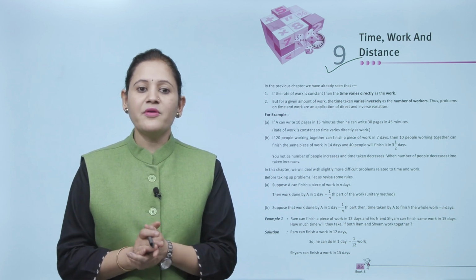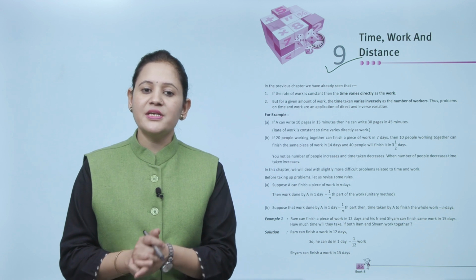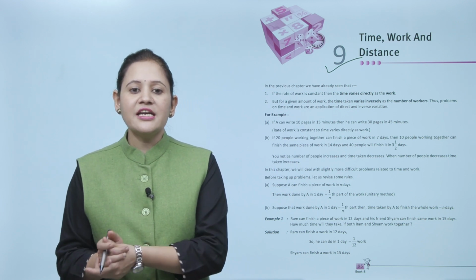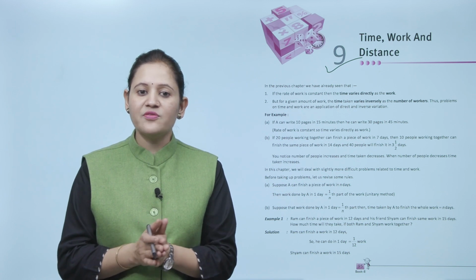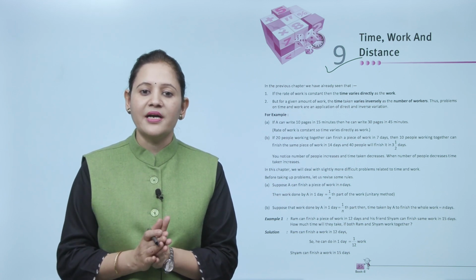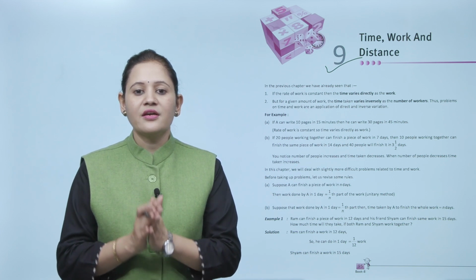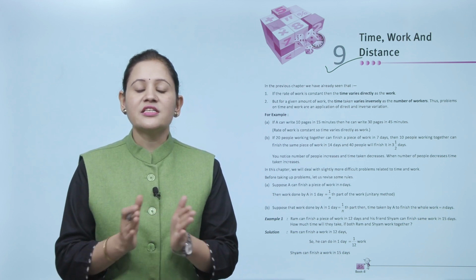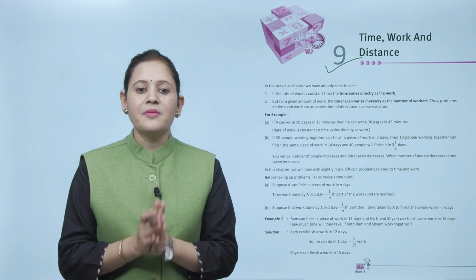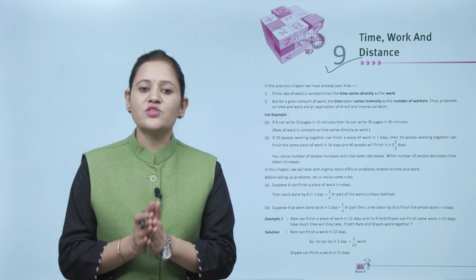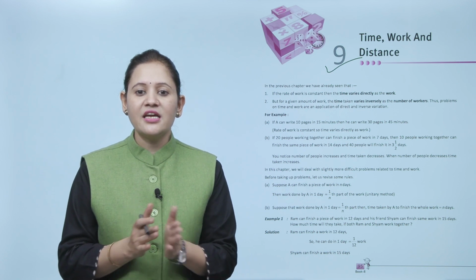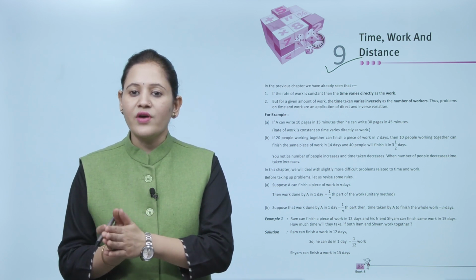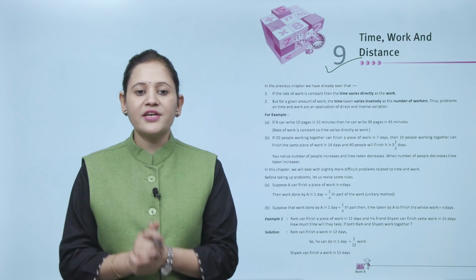So, rule number 1: suppose A can finish a piece of work in n days. Then the work done by A in 1 day equals 1 upon nth part of the work. We will use the unitary method. Suppose that work done by A in 1 day equals 1 upon nth part. Then time taken by A to finish the whole work will be n days.